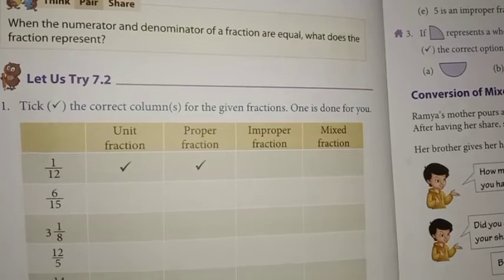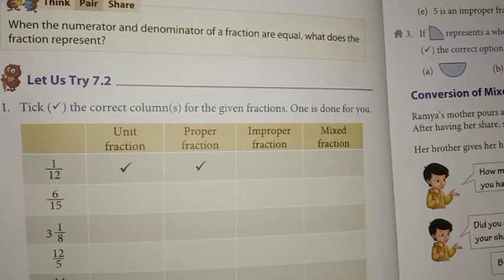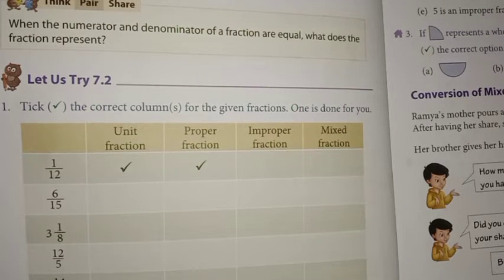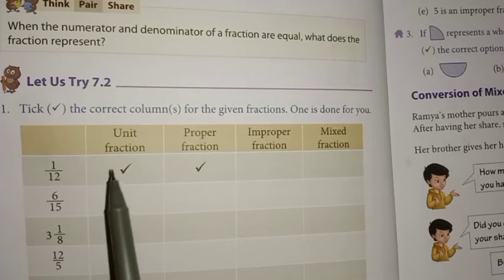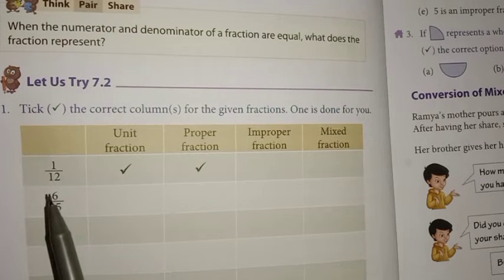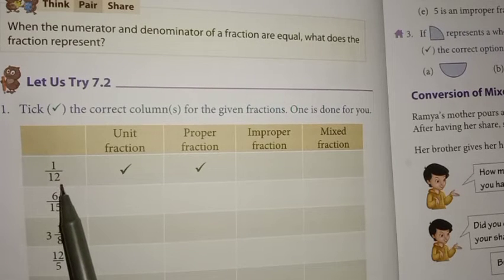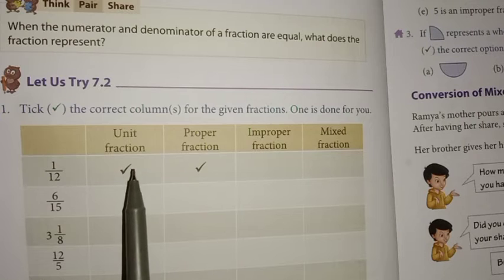And do the textbook activities, page number 6. Tick the correct column for the given fractions. One is done for you, that is 1 by 12. The columns are unit fraction, proper fraction, improper fraction and mixed fraction. We already studied these. So first, 1 by 12 is a unit fraction. I told you if the numerator is 1, that fraction is called a unit fraction. Here the numerator is 1, so the answer is unit fraction also.